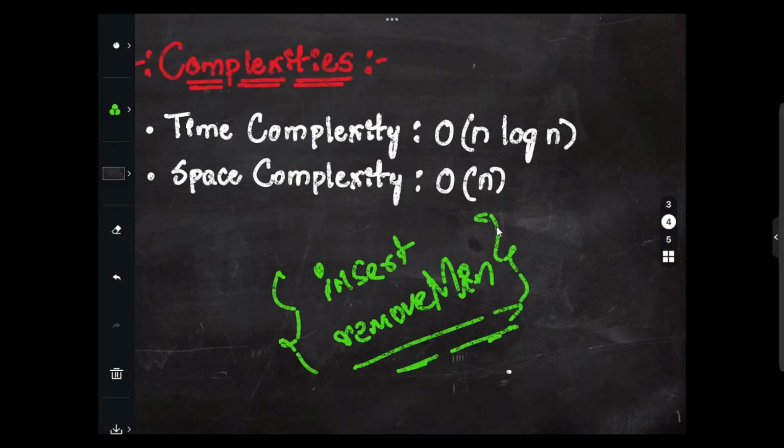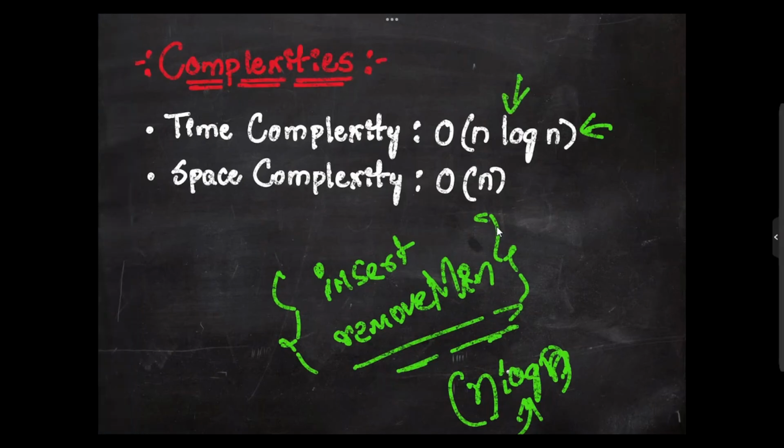So the insert or remove min basically takes logarithmic n, and we may perform up to n such operations. So each heap operation takes big O of log n, and we may perform up to n such operations. So overall time complexity would be big O of n log n.